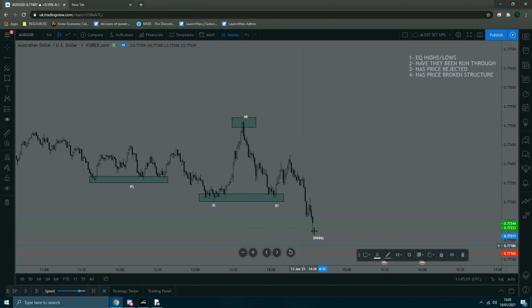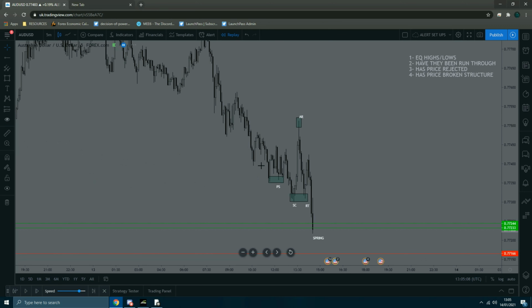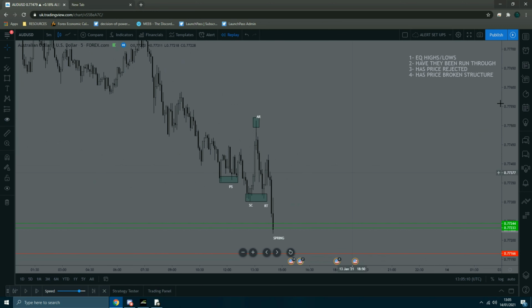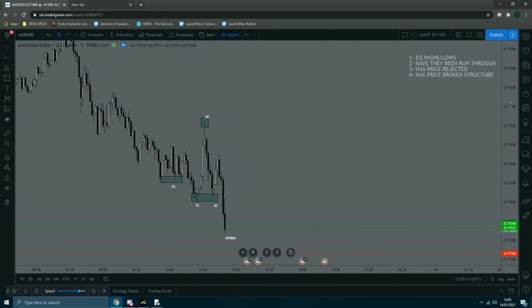Once we get a move out of there, I'm going to go back to the 5 minute chart because we've already got our entry. And then you can see the 5 minute chart schematic now. So you've got our preliminary support, selling climax, automatic rally, retest, breakthrough to the spring. Then we had a fast move out of there.